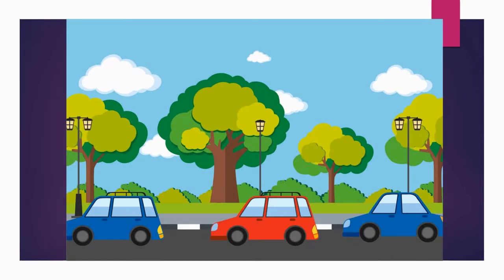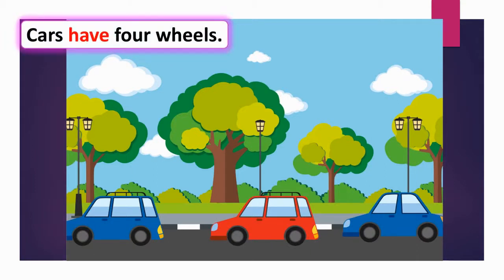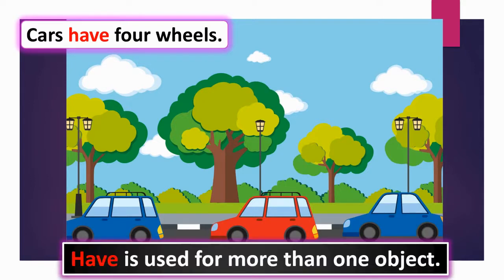Now look at this picture carefully and tell me, what can you see? Yes, you can see there is a road and the cars are there on the road. But cars have 4 wheels. As you all know, the cars have 4 wheels. So have is used for more than one object. Here more wheels, 4 wheels are more wheels. So have is used.